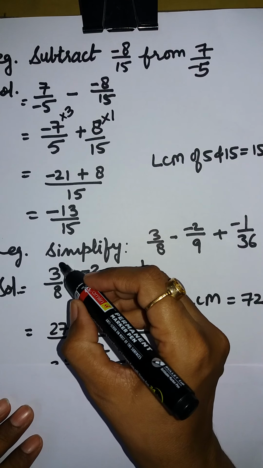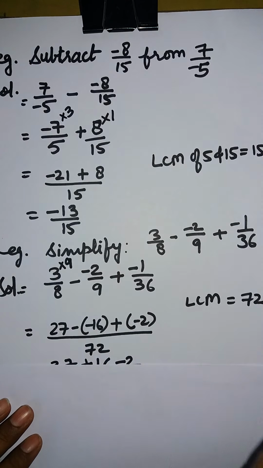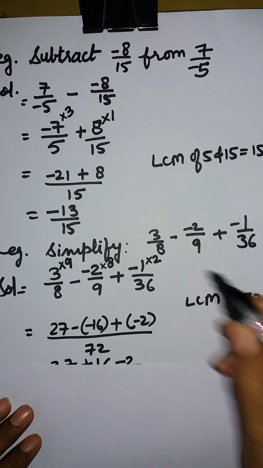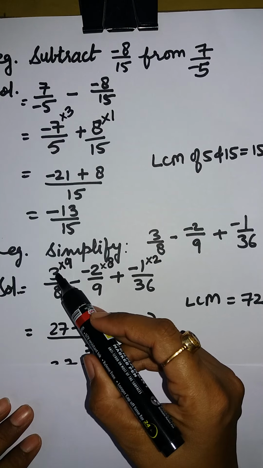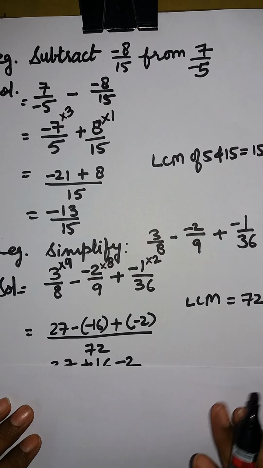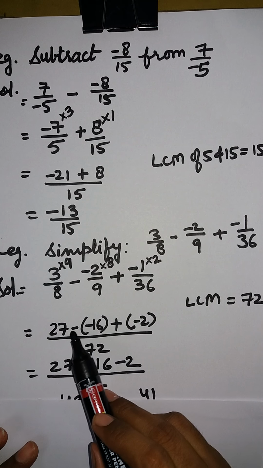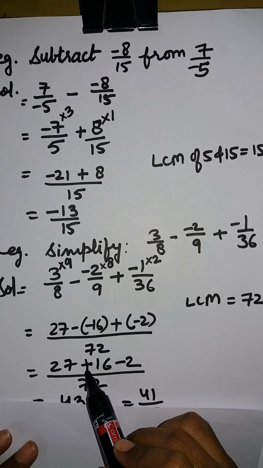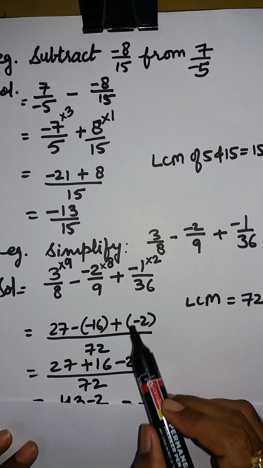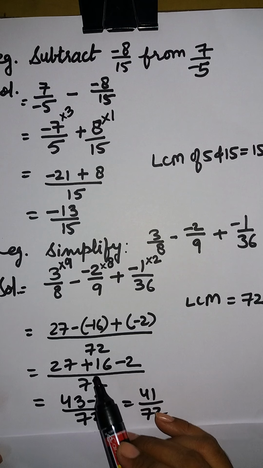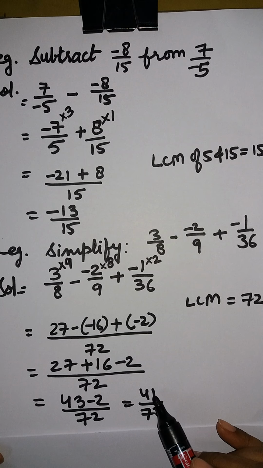Then 9 times gives us 72, 8 times gives us 72, and 36 2 times gives us 72. We multiply the numbers in the numerator and we get the numbers written here. After simplifying that, we have the minus sign, so minus minus will be plus. We write a plus sign here, then we change the sign also here, and we know how we can simplify the plus sign problem and minus sign problem, and we are left with the final answer 41 upon 72.